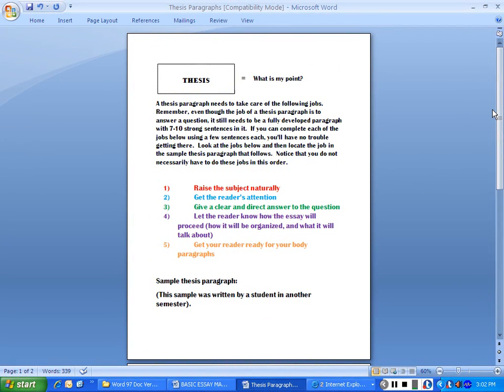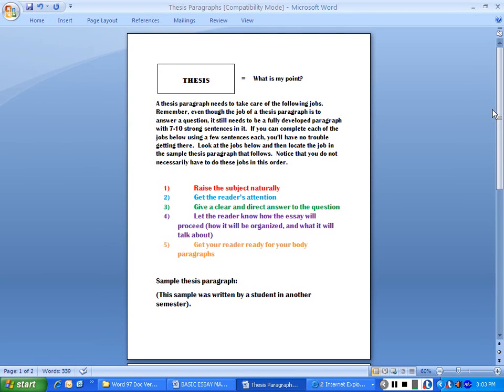As you know, a thesis paragraph is the first paragraph that you write in any 5-paragraph essay. It's a tricky one to write because a lot of students feel that once they've given an answer to the question, there's not much more to say. It can be hard for students to know how to develop a full 7 to 10 sentence, well-developed thesis paragraph when all they really have to do is answer the question.